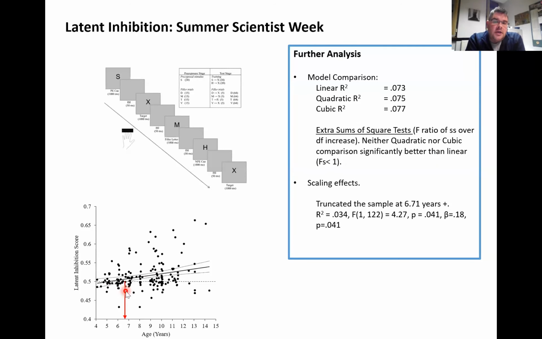We did some further analysis. We were kind of interested in looking at whether or not this relationship was best characterized by a linear regression. We also ran a number of other forms of regressions as well, and we found that quadratic and cubic regressions were ever so slightly bigger. Their R squares were better. We conducted extra sums of squares tests to see whether the F ratio of the sums of squares over the increase in degrees of freedom these more complex regressions afford improved the fit. They didn't. So it looked like the linear regression provides a sufficient explanation for the relationship between age and this latent inhibition score.